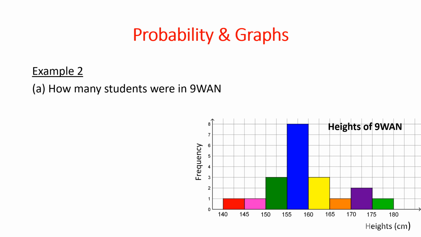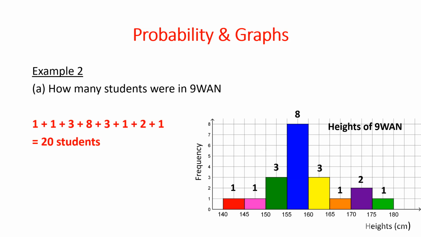First question, how many students were in this class of 9WAN? Well, once again, we just have to go through and add up the height. 1 student, 2, plus the 3, plus the 8, plus the 3, plus the 1, plus the 2 and the 1. It all adds up to, I think I've got it correct, 20 students. 20 students in the class.